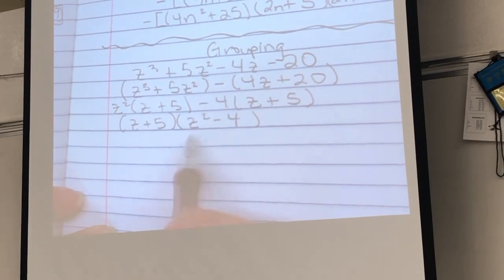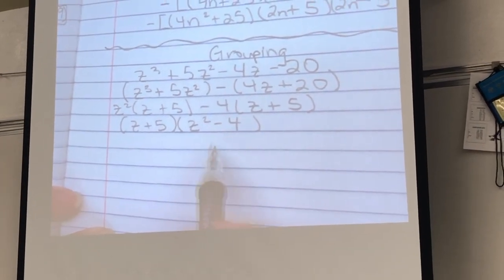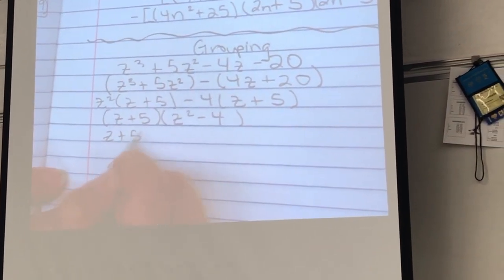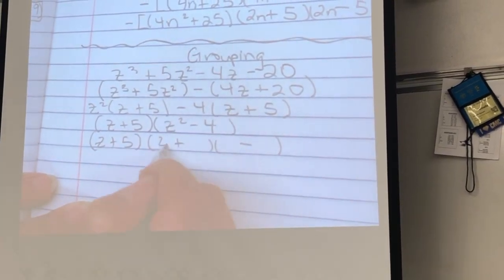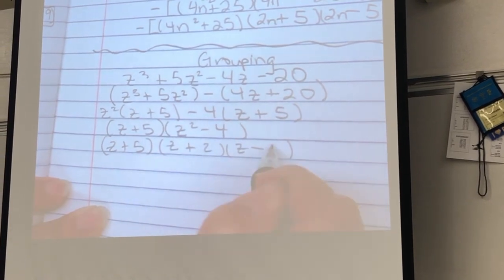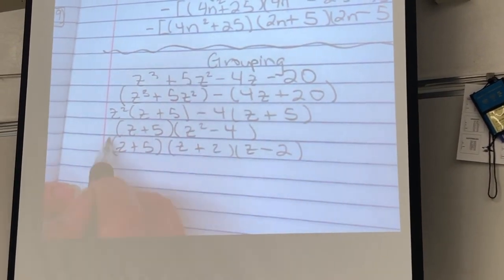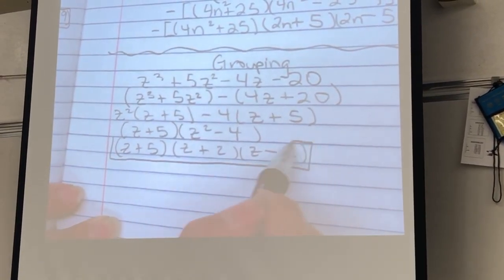Do you recognize this problem? DOTS. Z plus 5, double bubble, plus minus, z, 2, z, 2. Fully factored form.